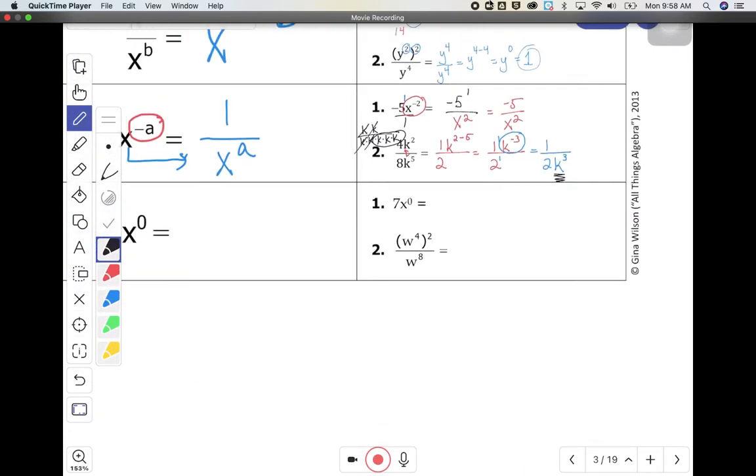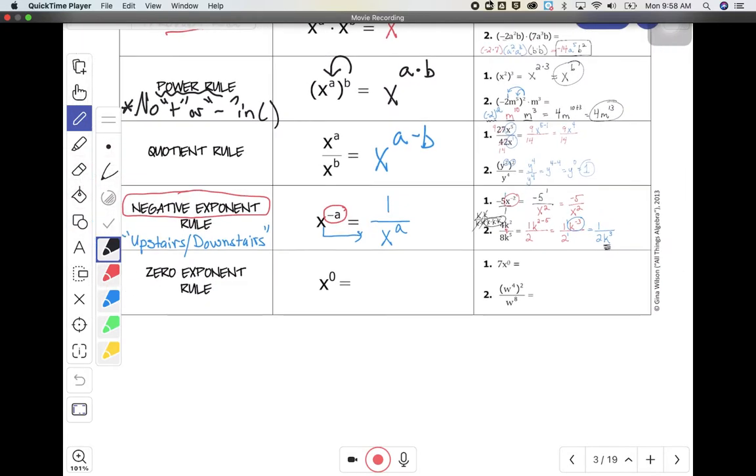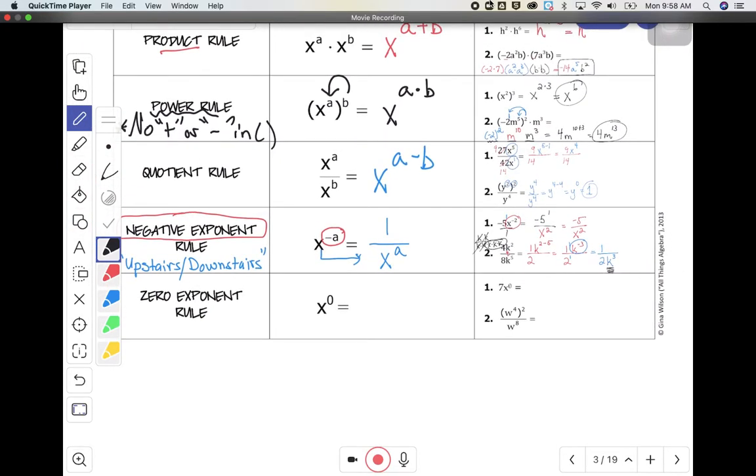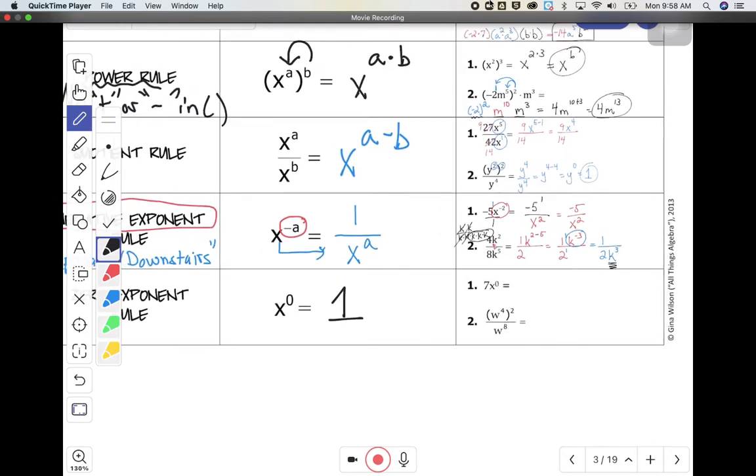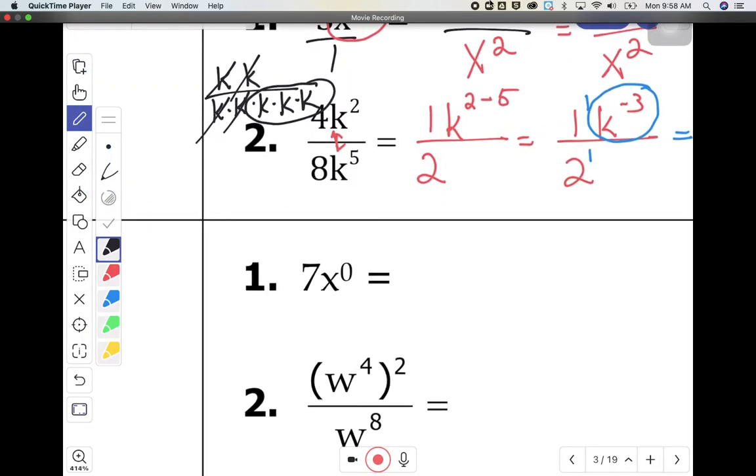Okie dokie. And the last rule we have is our zero exponent rule. Congratulations, you're going to make it. This property is super easy. Anything raised to the 0th power is 1. Careful though. Remember, this 7 has an exponent. 7 is raised to the first power. X to the 0th power, however, turns into 1. So this is actually 7 times 1, which is 7. So just keep an eye out. Remember, your numbers have exponents.